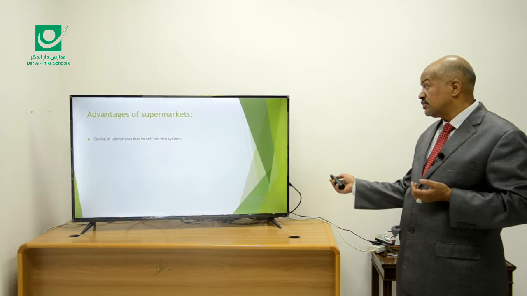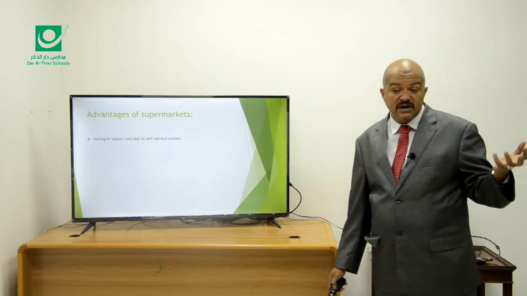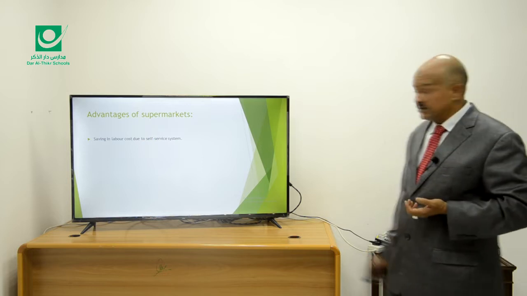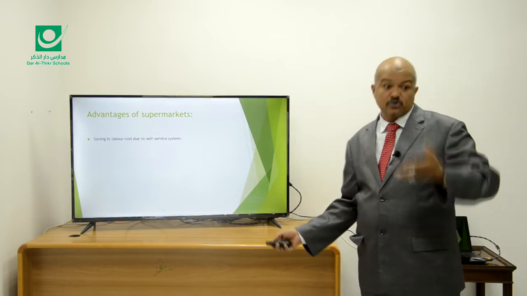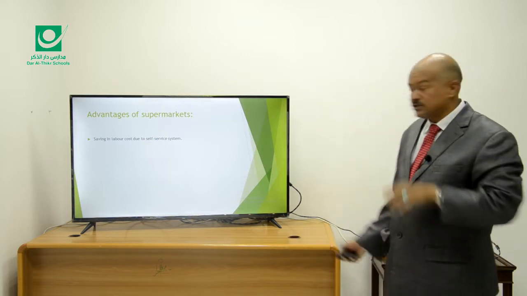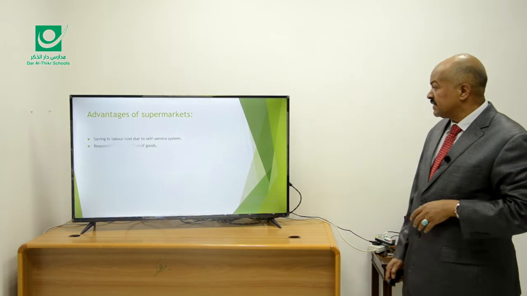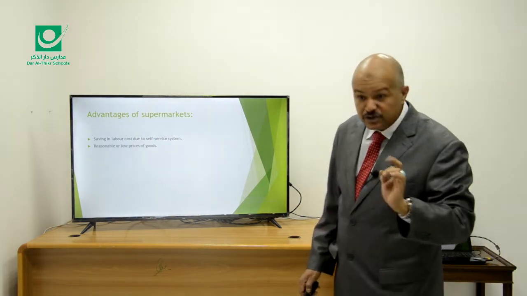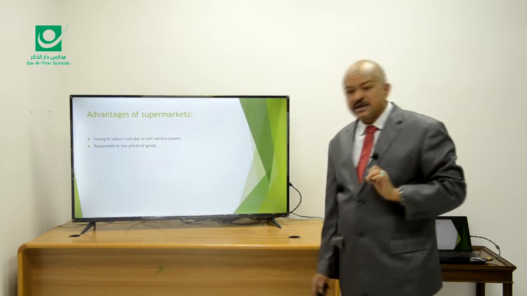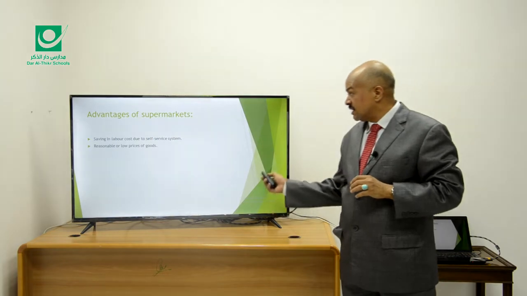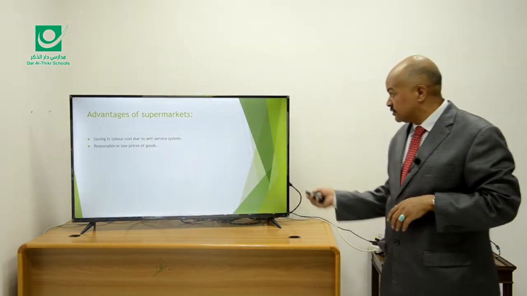Saving labor cost due to self-service system. So you shouldn't have a large number of workers, because of the self-service system. You go and pick up your items from different aisles, from different sections in the supermarket. The second one, reasonable or low prices of goods. That's not all the time, by the way. Sometimes supermarkets give offers and sales on certain goods.